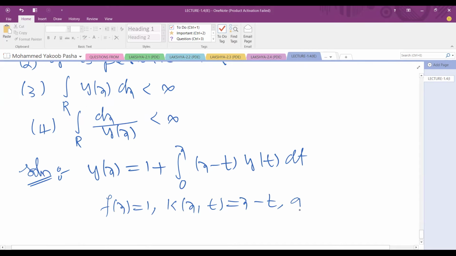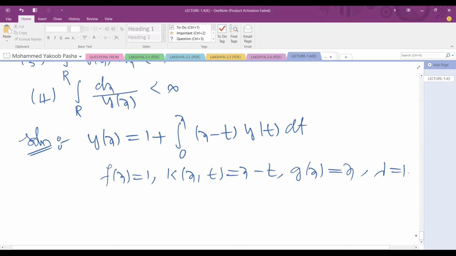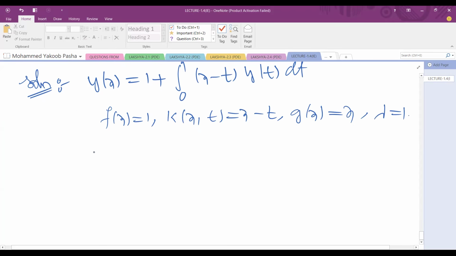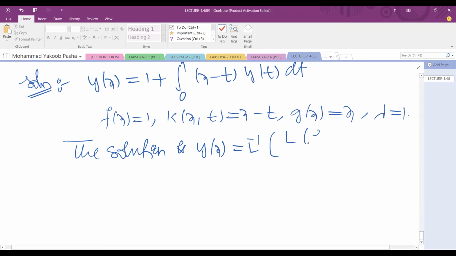So what is the value of g of x here? X. Lambda is equal to 1. After writing this, we need to calculate the solution, and after that we can check the options. The solution is y of x is equal to inverse Laplacian of Laplacian of f of x divided by 1 minus lambda into Laplacian of g of x.